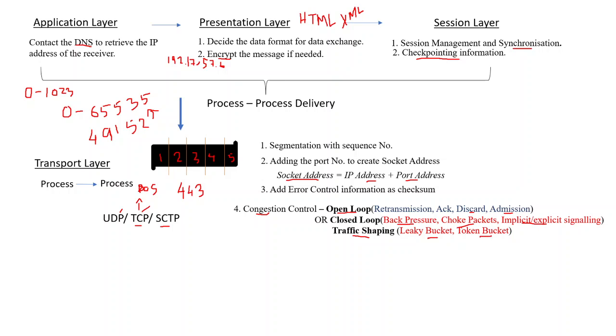Now, after all this is done, deciding which protocol it is going to use and mapping the port address of the sender and the receiver, it now hands over the message to the network layer. Now, network layer deals with host to host delivery, that is machine to machine delivery. Till now we were talking about process to process delivery. From now on it will be like machine to machine delivery.